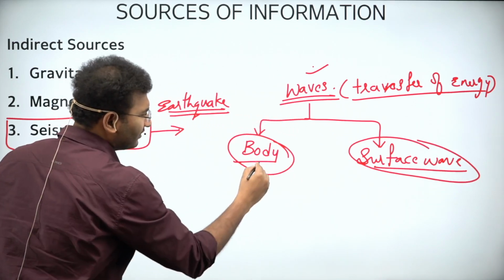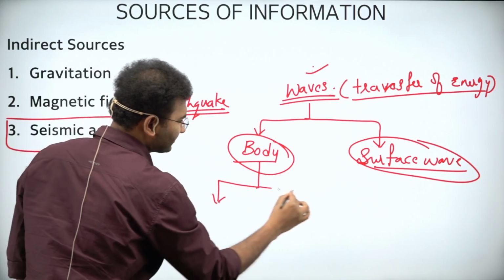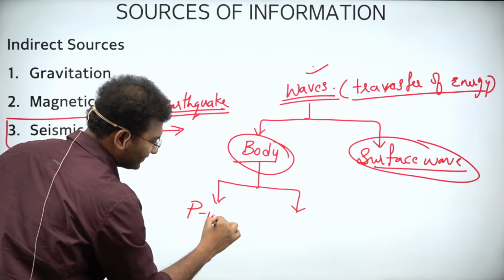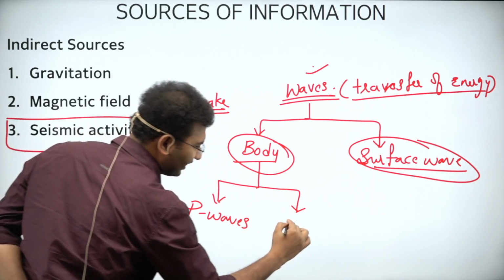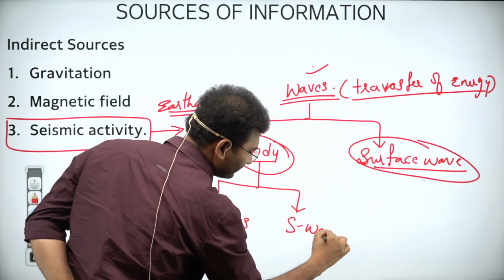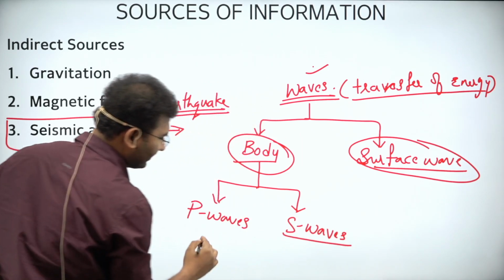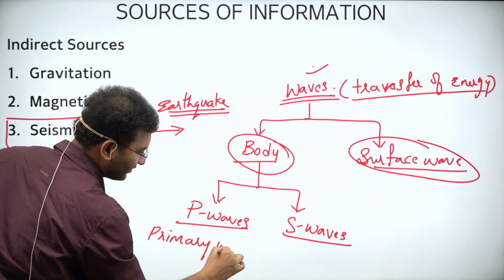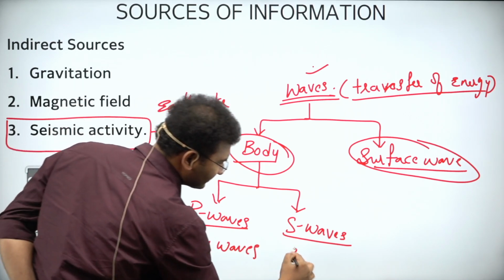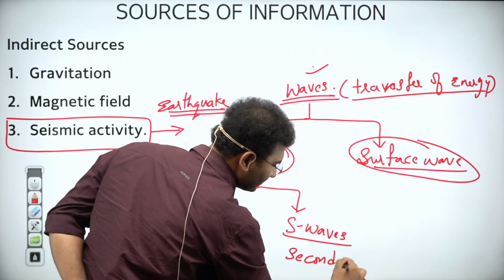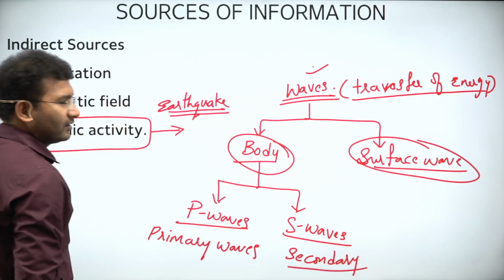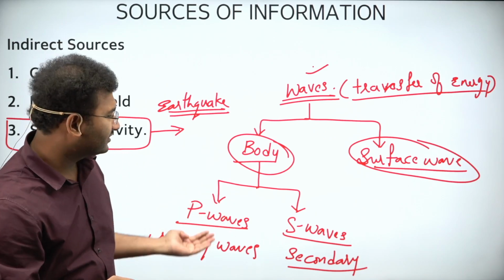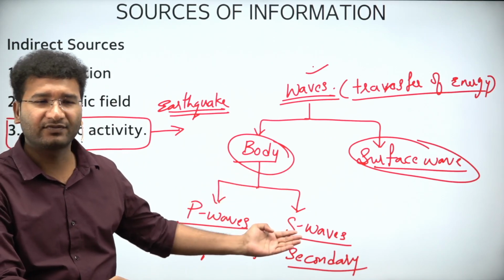Now further, these body waves are of two different types. That is earthquake waves, that is P waves, and you can also have S waves. Okay. P waves means they are primary waves. S waves means these are secondary waves, right? Now these two are very unique waves. The characteristics of P waves are different from the characteristics of the S waves.